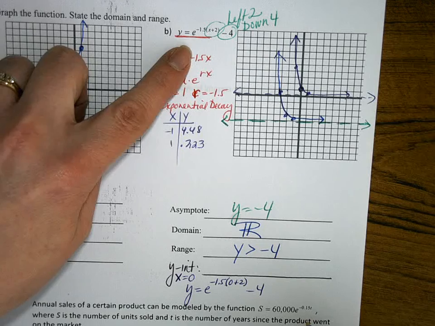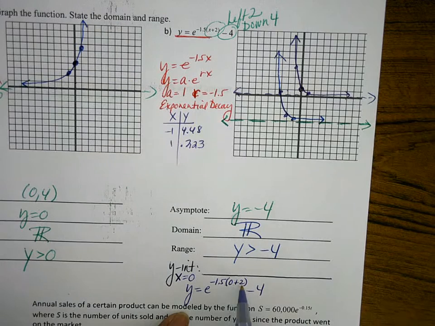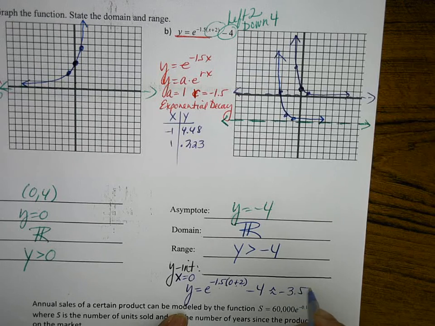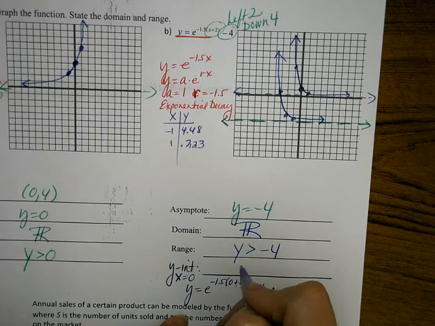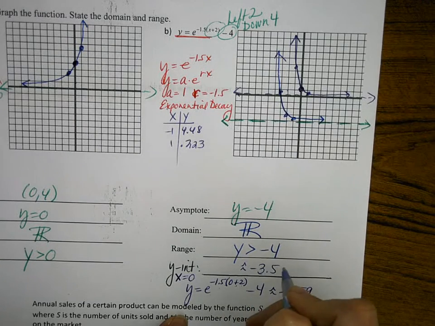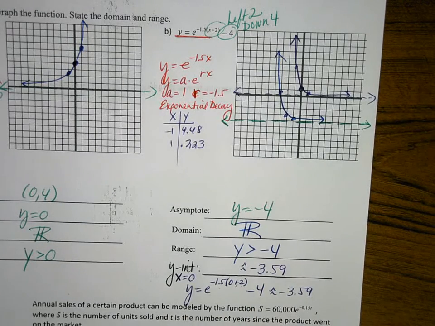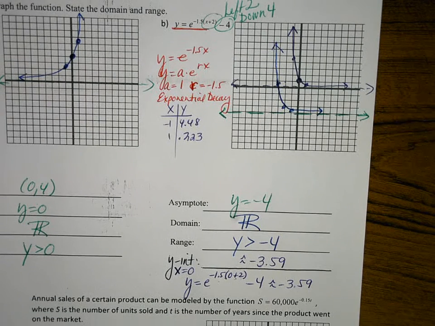All right, so 0 and 2 is 2. Negative 1.5 times 2 is negative 3, so I'm going to take e to the negative third power, and then I'm going to subtract 4, which should give me about negative 3.59. So approximately negative 3.59. Does anybody have an issue finding that? I'm going to always be asking you for the y-intercept.